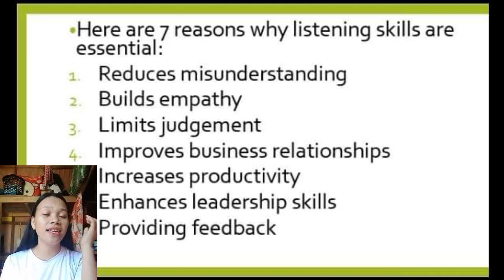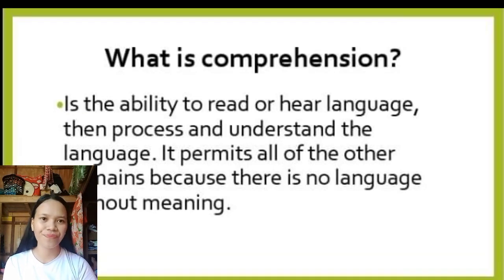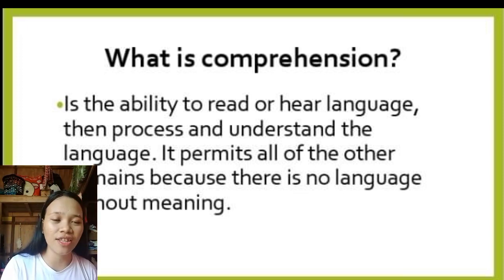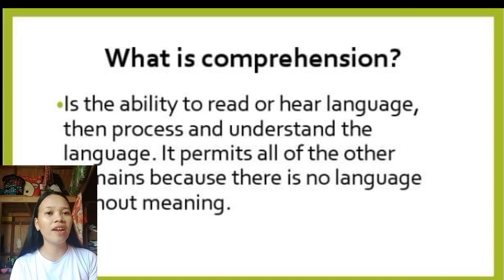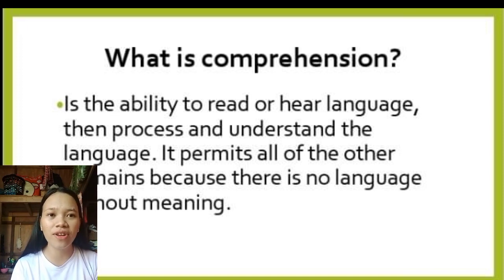Now, let's proceed to the last domain, which is comprehension. Okay, what is comprehension? It's the ability to read or hear language, then process and understand the language. It permeates all of the other domains because there is no language without meaning. So, comprehension, the ability to make meaning, is the ultimate goal of reading. It is much more than a collection of skills and strategies that students apply to text. It requires metacognitive skills, vocabulary, background knowledge, and verbal reasoning ability.